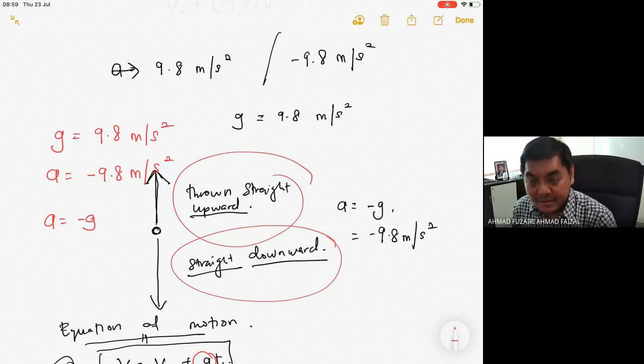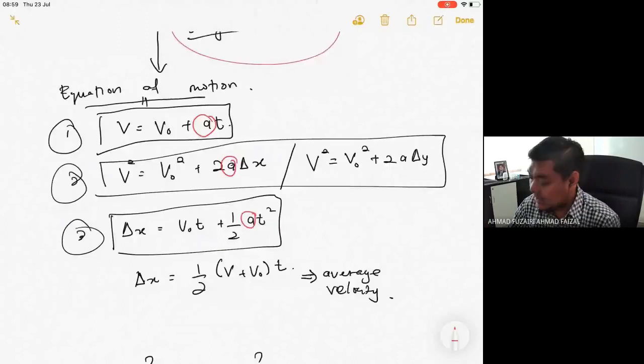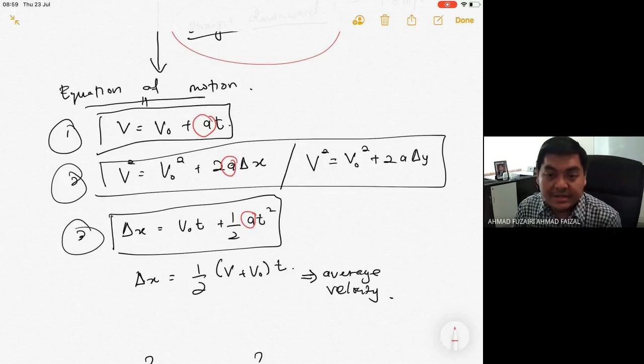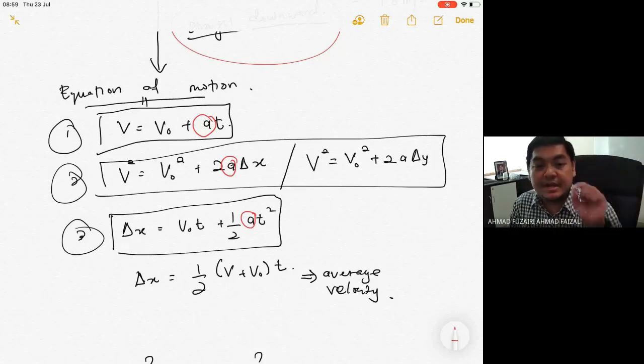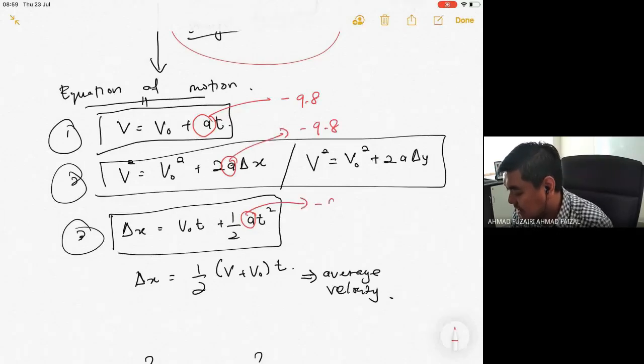Okay, I need to emphasize the correct term. Which equations do we actually use? We only use these 3 equations. Do these 3 equations have G or not? Is there G? My question. There isn't, right? Only A. Because A is negative G. So when it is thrown upward, definitely at the place of A it becomes negative 9.8 straight away.